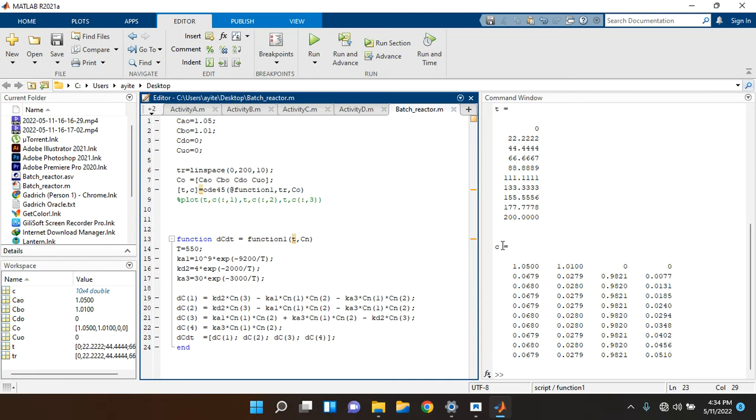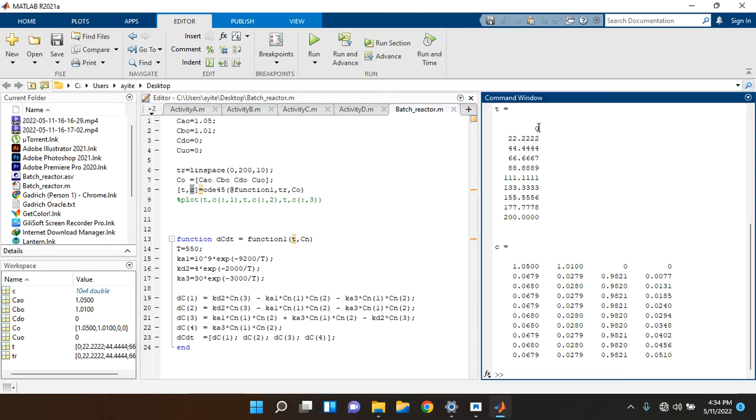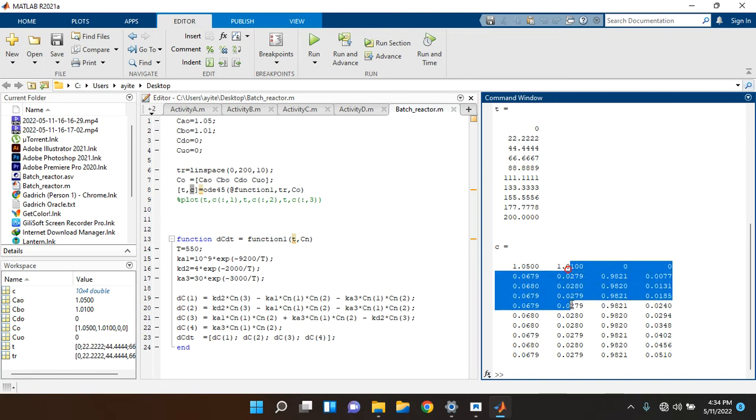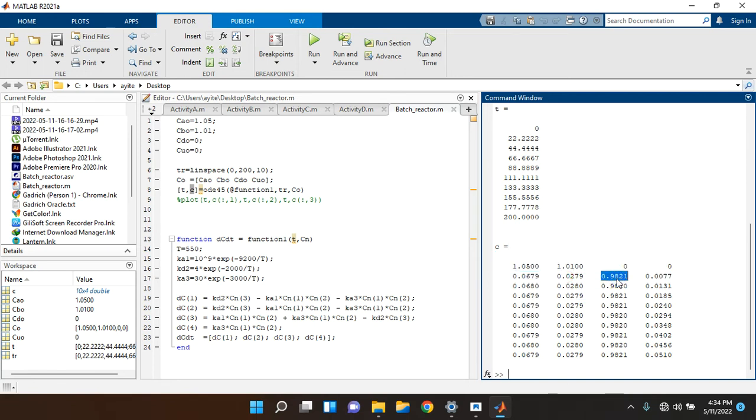So from our results, which is the C, the output from this side, and then the time. From 0 to 200, I divided it into 10 different times, which is here, and then my concentrations after MATLAB solves the differential equations are here. So the first part is for CA, second part for CB, third part for CD, and then the last for CU. So these are the concentrations. They are 10 because the time is also 10.